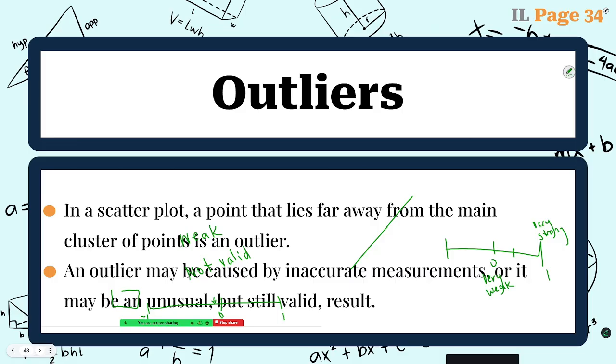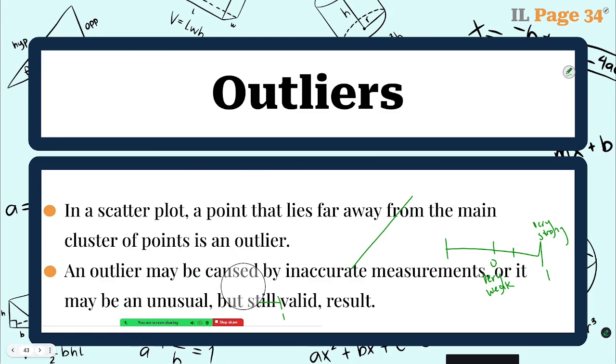The next point that I want to bring up, and if you turn to page 34 of Unit 2, you'll see we come back to outliers. We're talking again about that point that lies far away from the main cluster of points. It needs to be included because it's part of the research, but it's not really with the rest of the data. That's an outlier. And we know now that an outlier may be caused by either inaccurate measurements or it could just be an unusual fluke.